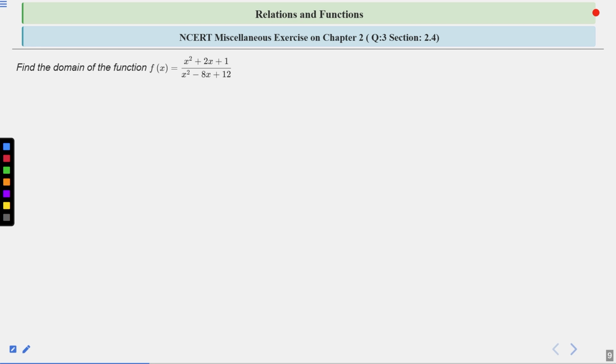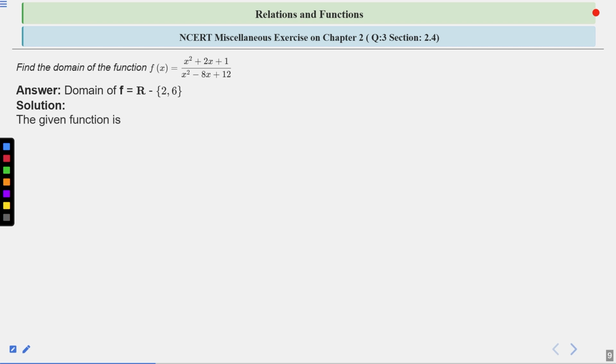So we are given a rational function. So the domain is going to be all real numbers except 2 and 6. The domain can be any real number except 2 and 6. How? Solution.